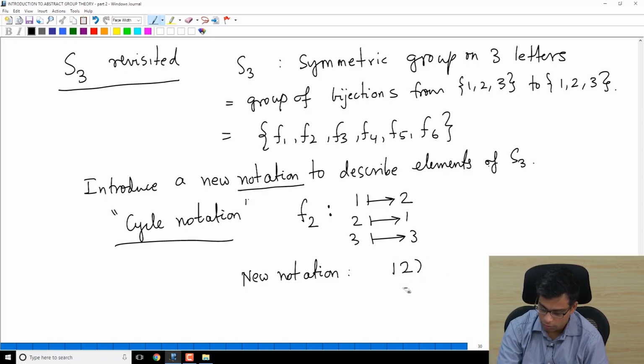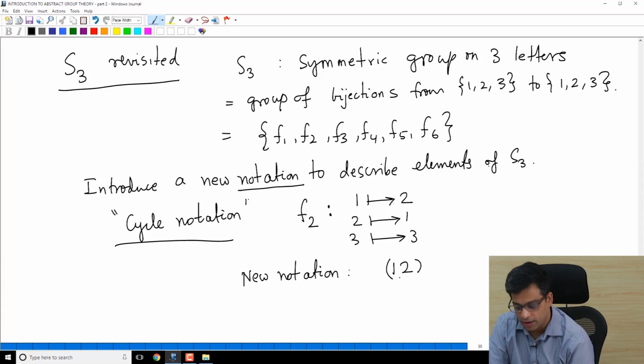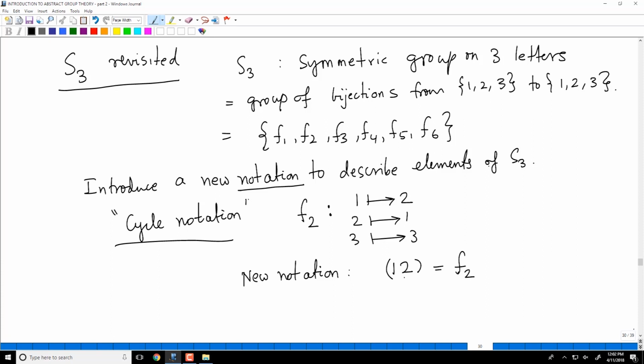Okay, and I will tell you how to read this. First of all, any number that does not appear here is supposed to go to itself. So 3 is not appearing here. So this is supposed to stand for F2. 3 is not appearing here, so that means 3 goes to 3. And where does 1 go? It goes to the next number there. It goes to 2. Where does 2 go? It doesn't have anything to the right, so you cycle back to the beginning of the expression. So 2 goes to 1. So (1 2) sends 1 to 2, 2 to 1 and 3 to 3.